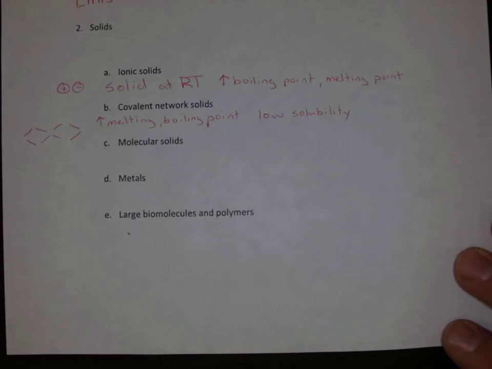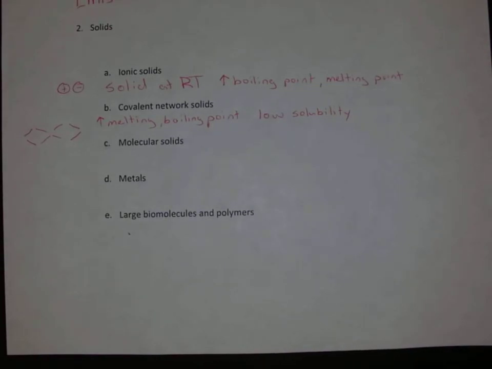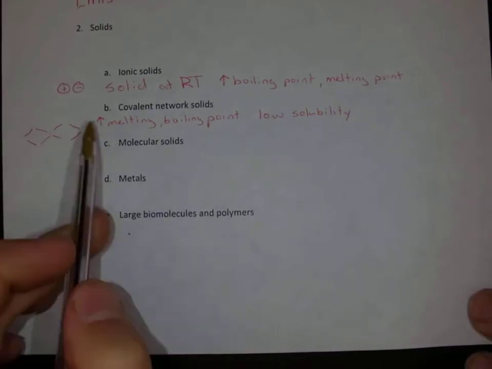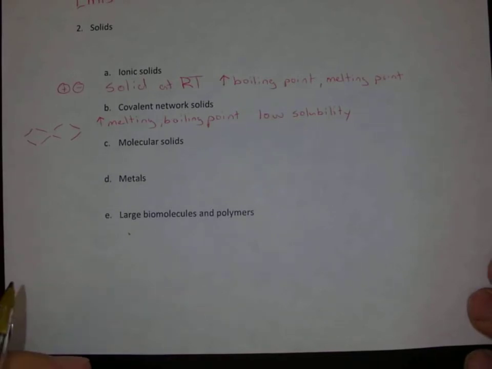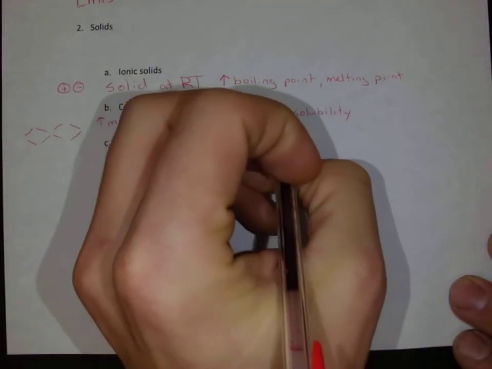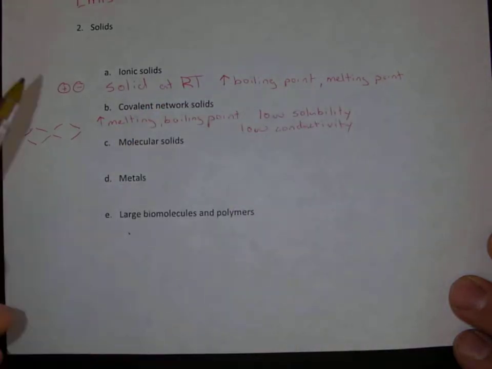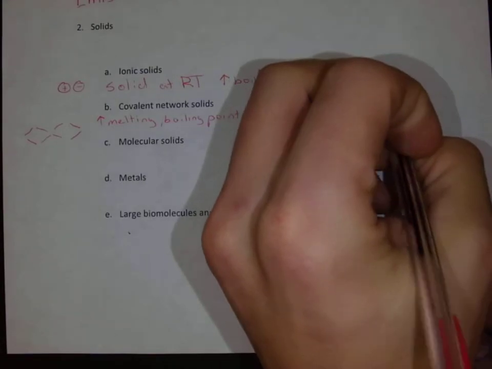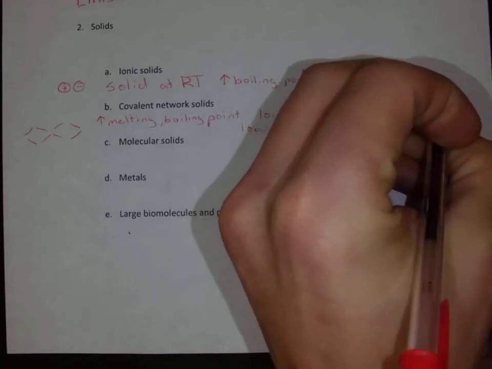And then the other properties kind of depend on the type of covalent bonds and the types of interactions that we have. All right, so generally we think about having low conductivity, because all of the electrons are tied up in these bonds. So generally, we're not going to be able to move electrons around in here. But some examples that we would have of this would be diamond or graphite.